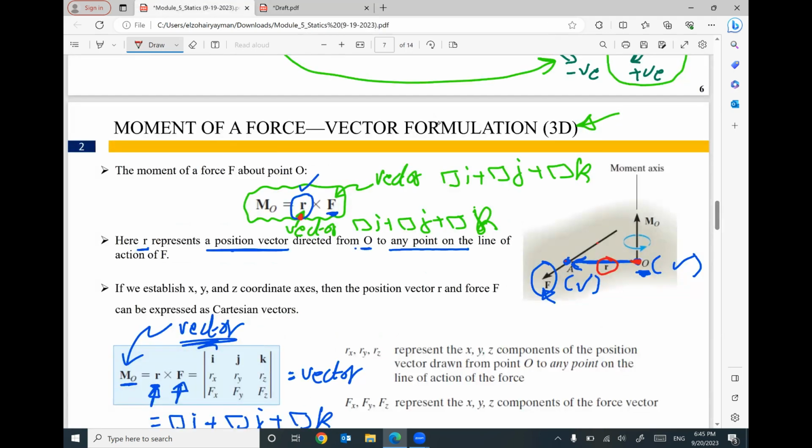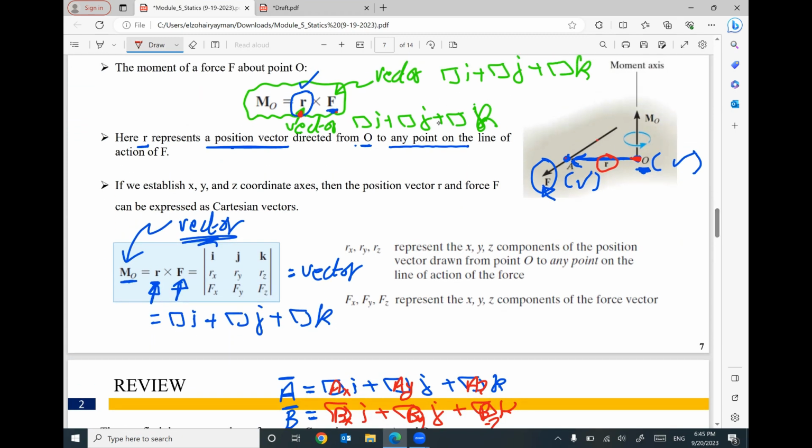Then your force will be in a vector format. That means you should have 3 components. How to do the cross product? I, J, K, the first row. The second row are the numbers of the position vector R. The third row are the numbers or the components of the force F.